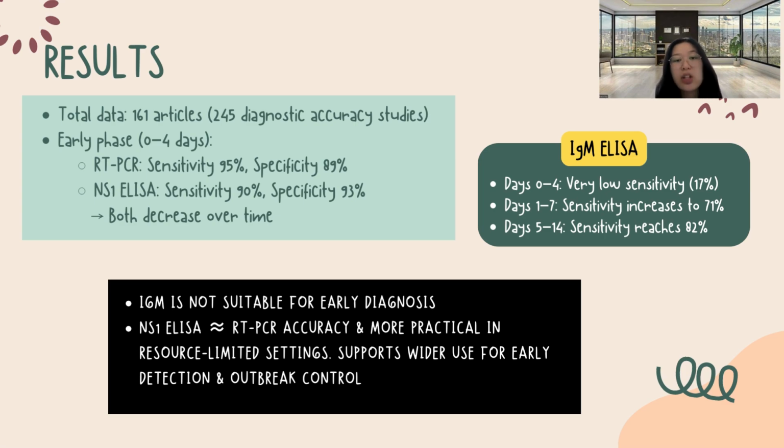On the other hand, IgM ELISA performed poorly during the early phase with only 17% sensitivity, but improved at the later days, reaching up to 82% sensitivity after 5 to 14 days. Overall, the findings suggest that IgM ELISA should not be used alone for early dengue diagnosis, while NS1 ELISA can serve as a reliable and more accessible alternative to RT-PCR, especially in settings with limited laboratory resources. These results support the broader use of NS1 testing to strengthen early detection and outbreak control efforts.